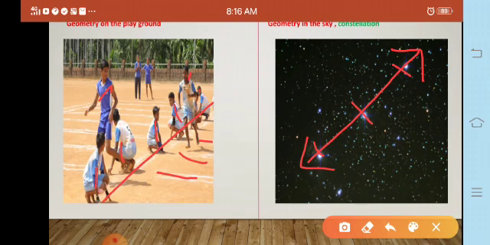So in this video we have learnt about basic concepts in geometry and their real life examples. In the next video we will solve practice set number 1.